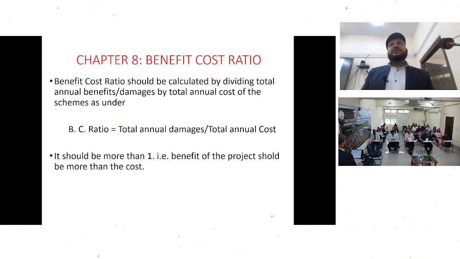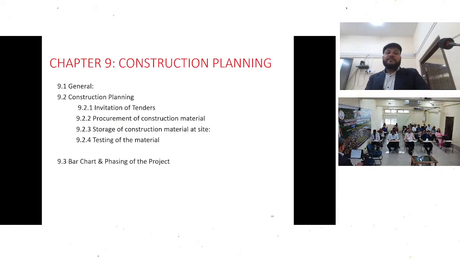Now, one chapter that is very important: the benefit cost ratio. You all know it is the total annual damages divided by the total cost. It means what cost comes to what benefit. In any case, it should be more than one. Otherwise, the project will not get approved.